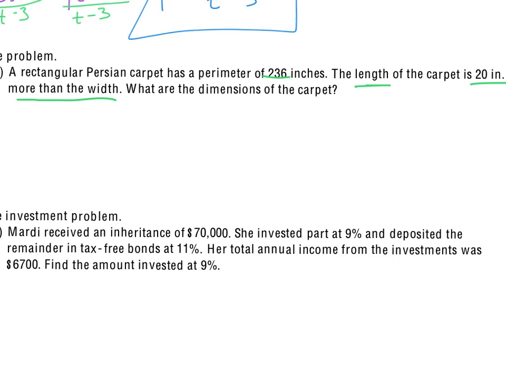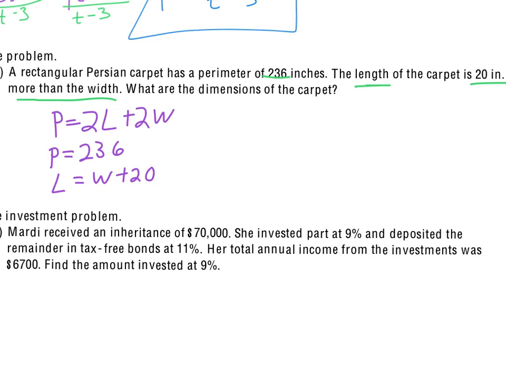Hopefully you remember our formula for the perimeter of a rectangle. It's 2 times the length plus 2 times the width. We know the perimeter. We were told that's 236. And we're told the relationship between the length and the width: the length being 20 inches more than the width. So here we wind up with a perimeter of 236, and then 2 times the length, which is being replaced with the width plus 20, plus the 2 width is what we get.